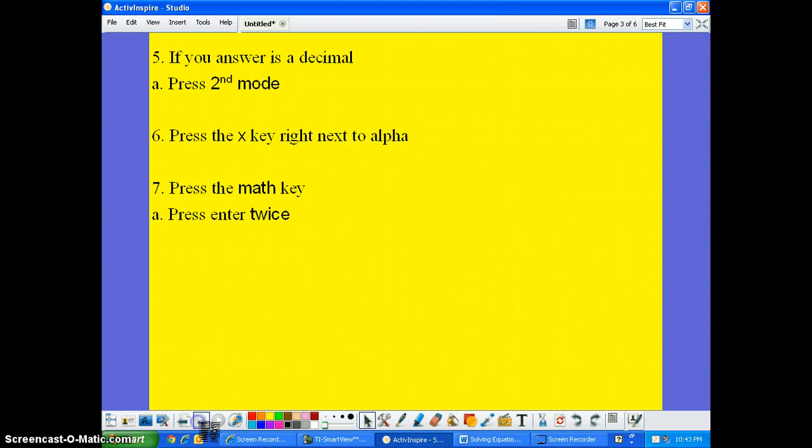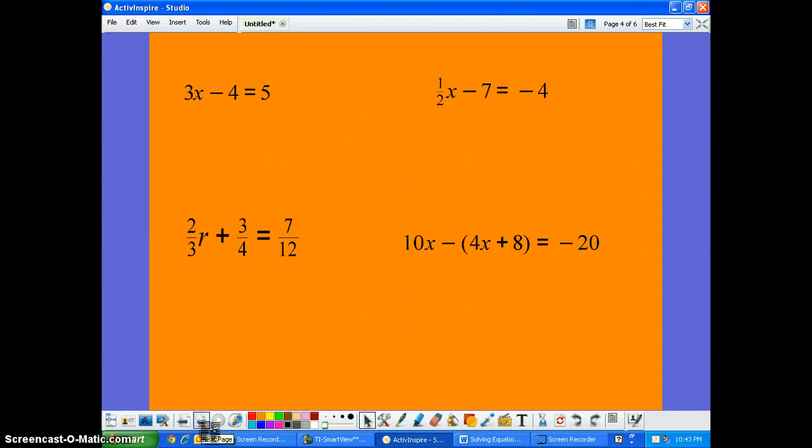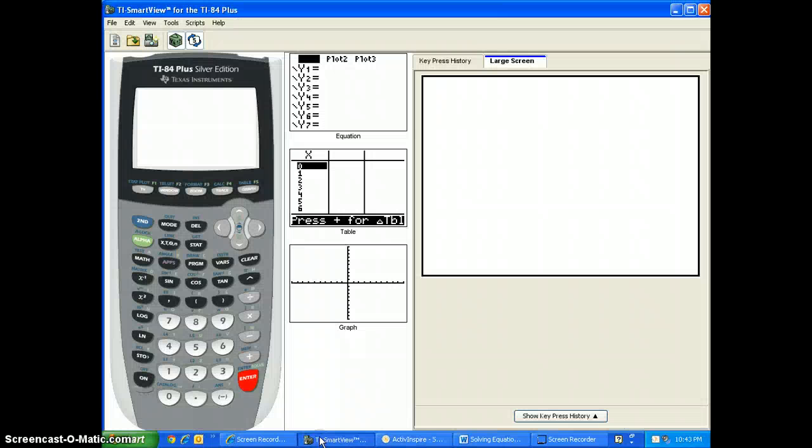Here are 4 problems. Get your calculator out, and as I go through the steps, follow along with what I have on the screen. The first problem that you have, 3x minus 4 equals 5.